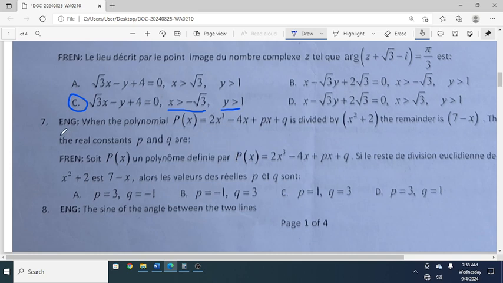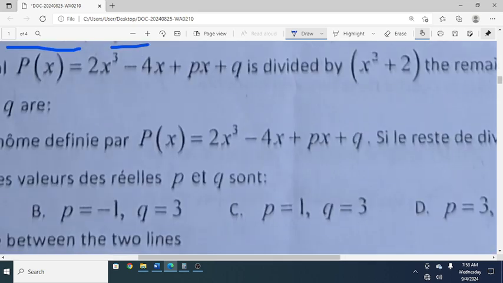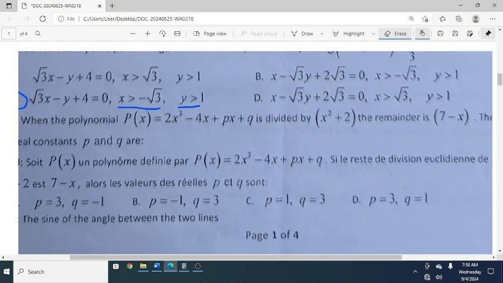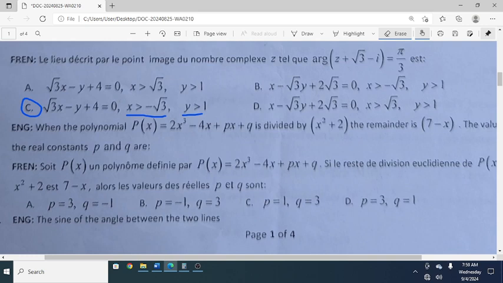Alright, so question 7 is the last question I'm going to be solving as it concerns Nahpi. When the polynomial p of x equal to this is divided by x squared, I don't know if this is x squared or x cubed, but I'm sure it's x squared. When this polynomial is divided by x squared plus 2, the remainder is 7 minus x. What's the value of the real constants p and q?